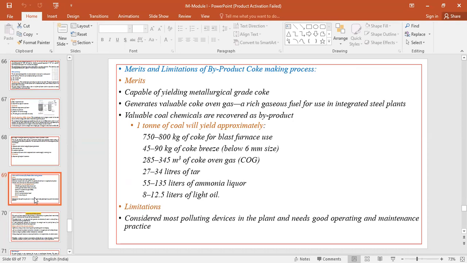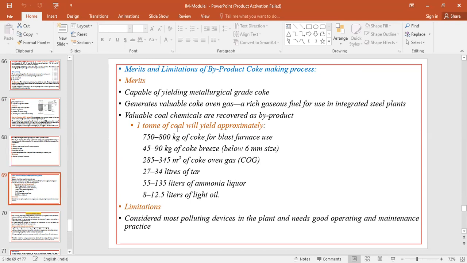Now, as the name itself reflects, this is the byproduct oven process. That means apart from the major output, that is the coke, from the off gases emitting out from this oven, we can also recover some secondary products.